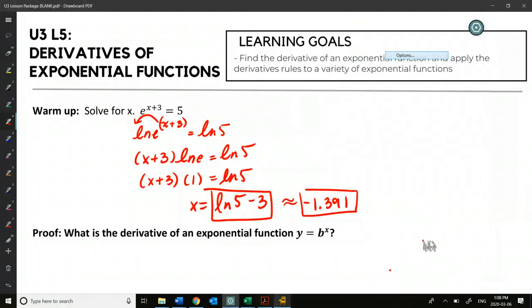All right, so this is what you should get. If I were looking for an exact value answer, we would be expressing this as ln 5 subtract 3. If you enter this into your calculator, you should have got, rounded to 3 decimal places, negative 1.391. Is that what you got, Grayson? Perfect.